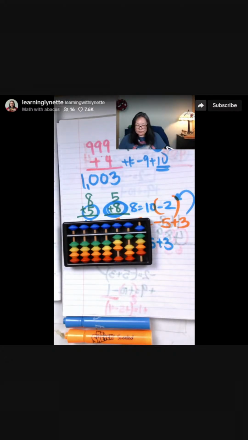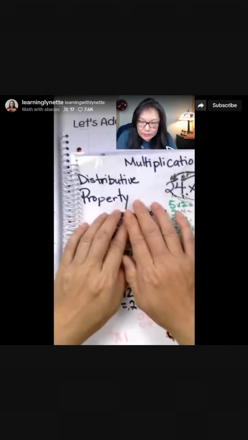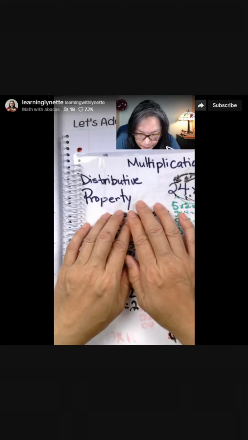I'm going to have to write it out because it's very messy. Okay, so in multiplication, what we do is distributive property. And I'll show you the difference between mainstream math and abacus math. Now, in mainstream math, we have to write it out, right? But in abacus, we don't need to write it out. This is going to be great.